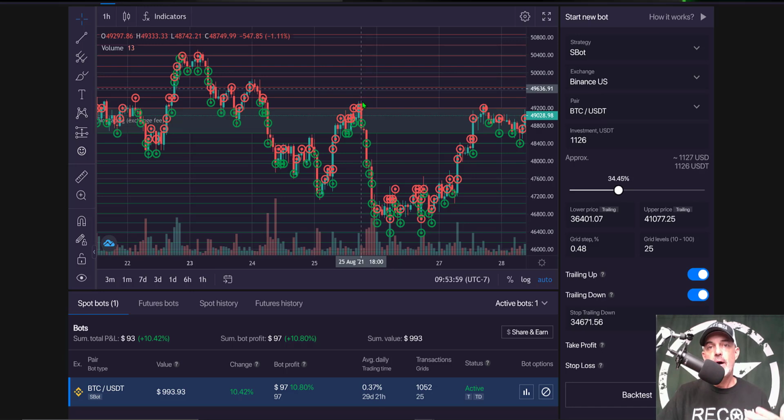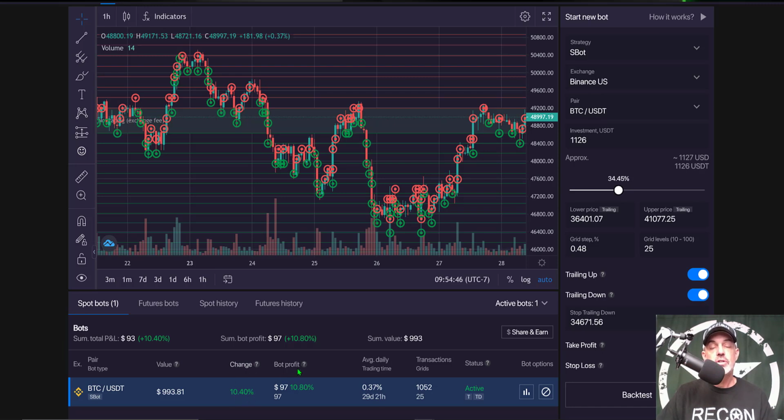So you're looking to buy the dip at lower prices and sell the rip back up at higher prices, and thus generating profit. And if we take a peek down towards the bottom of the screen, you'll see this BTC USDT bot that I deployed 29 days and 21 hours ago, so just about a month ago, has currently produced a bot profit of 10.8% or $97, and has a change percentage of 10.4%.